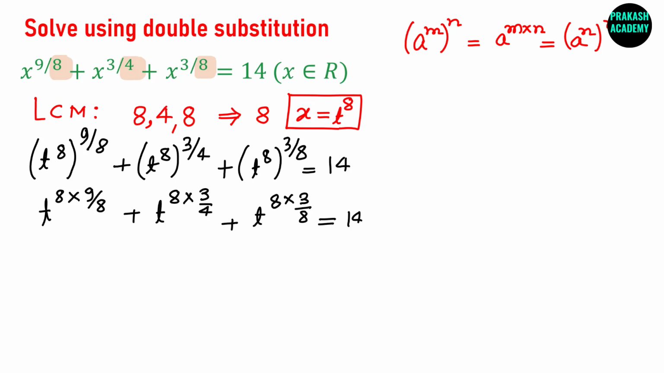Now see, in this case it cancels out, so we will have t raised to the power 9 plus t raised to the power, not 8 into 3, 2 into 3, because this 4 and 8 will cancel, so you will have 2 times 3, plus then this 8 and this 8 will cancel, so you will have t raised to the power 3, is equal to 14.